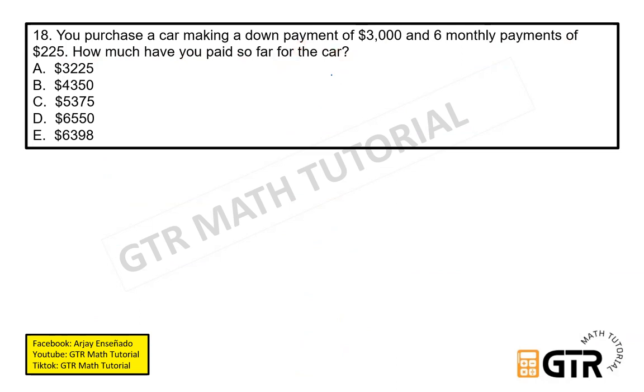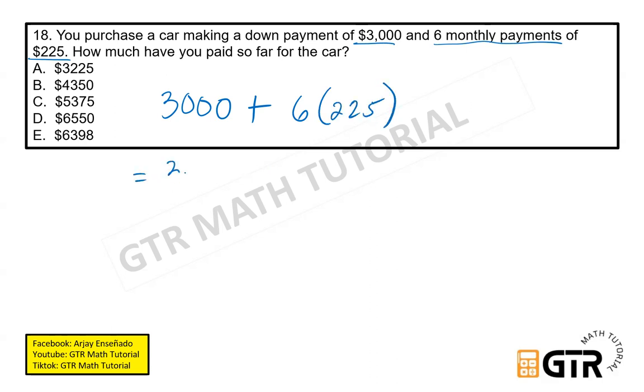So yung total na binayad lang dito ay 3,000. Kunin lang natin yung down payment and then 6 monthly payments of $225. So therefore, ang magiging expression natin dito ay $3,000 plus 6 monthly payments. E di multiply lang natin yung 6 sa monthly payment niya na 225. Okay, so yan na yung magiging answer natin.